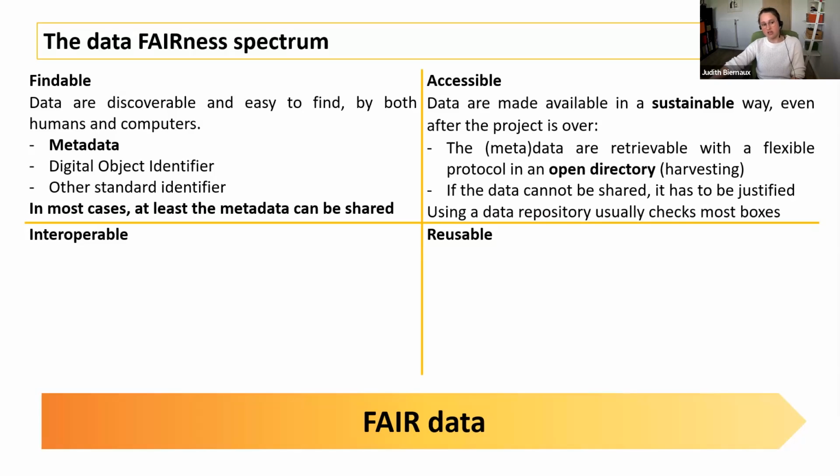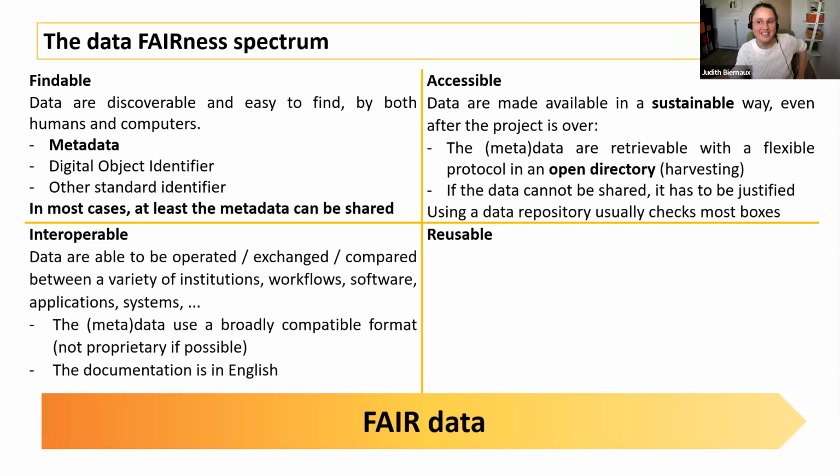Usually a data repository checks most boxes, like Zenodo, for example. And then the I and the R are a little bit overlapping, but the I means interoperable. So it means that the documentation, for example, is in English, right? So no barrier of language, no barrier of software, so open formats as much as possible. Basically breaking as many barriers as possible. Financial, knowledge barrier, language barrier, technical barriers, all right? Interoperable, can be exchanged between many countries, etc.